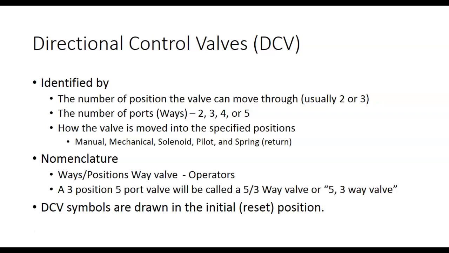We start off with the ports. Then the way we write them down is we put a slash between there. So ways, position, then we say way, valve, and then we tell you how it's operated. So ours, we would say like a 5/2-way valve solenoid operated, or solenoid pilot. Festo uses a lot of solenoid pilot. Its valves are a lot smaller.